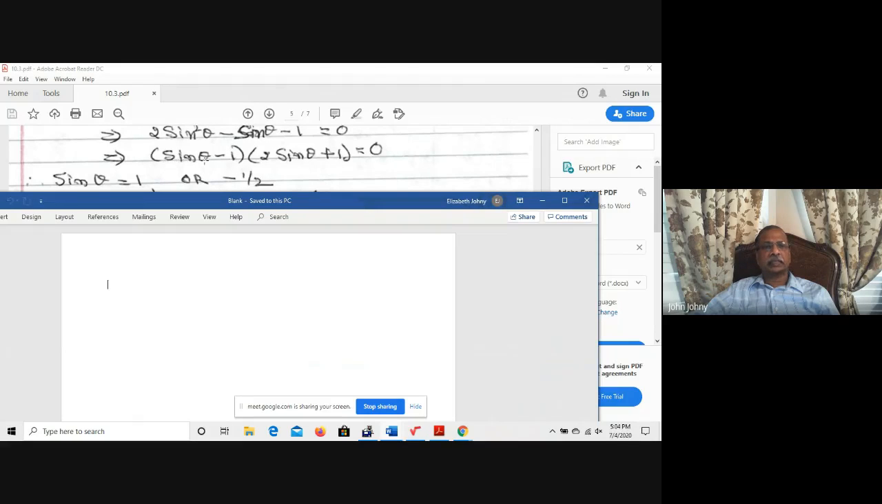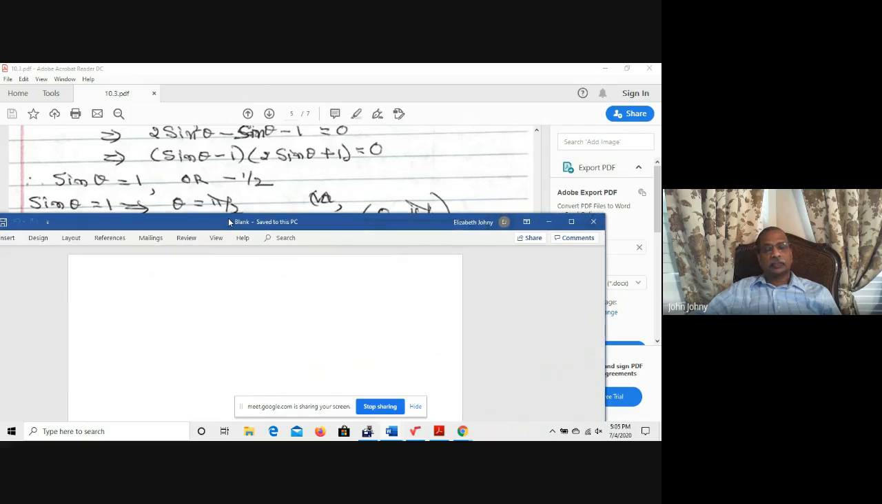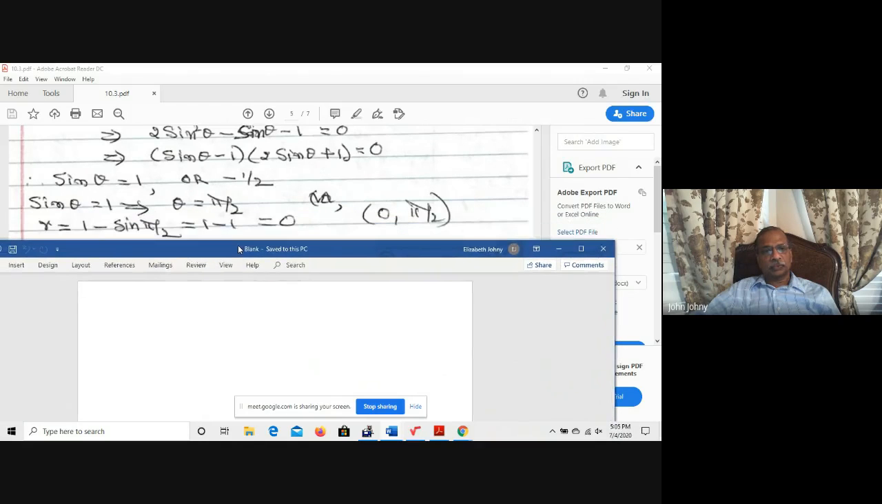When you set sine theta minus 1 is equal to 0, you get sine theta is equal to 1. When you set 2 sine theta plus 1 is equal to 0, you get 2 sine theta is equal to negative 1. So sine theta is equal to negative 1 half. Sine theta is equal to 1: there is only one value for theta, that is pi over 2. So r is equal to 1 minus sine pi over 2. That is 1 minus 1, 0. So (0, pi over 2). The (0, pi over 2) was the solution to the previous case also, but that was an extraneous solution. And here, this solution is valid.